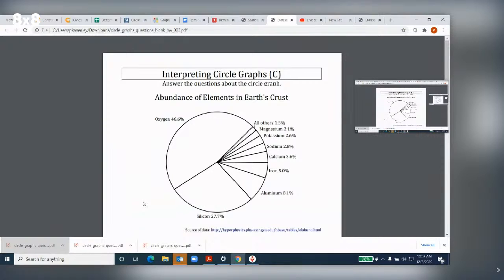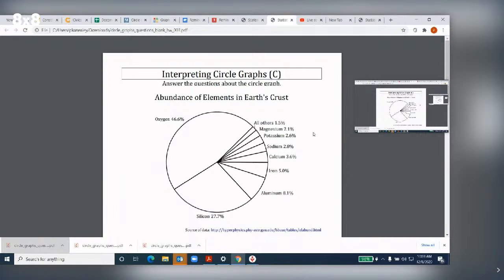Once again, we want to look at the title. This is abundance of elements in the Earth's crust. We can see oxygen is the biggest. Oxygen is 46.6%. Silicon next, 27.7. Aluminum, iron, calcium, sodium, potassium, magnesium, and all others. One thing to remember with a pie graph or a circle graph is that all the parts will equal 100%. If they ask what element makes up the largest portion of the Earth's crust, oxygen has the biggest piece of pie, 46.6, then silicon, then aluminum, iron. If it asks what the smallest element would be, all others is the smallest percent, but that's a bunch of different elements. So the smallest element would be magnesium at 2.1%.